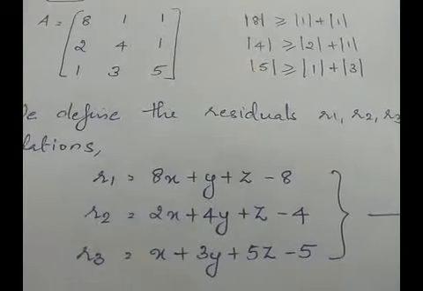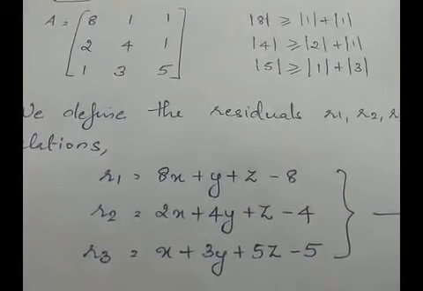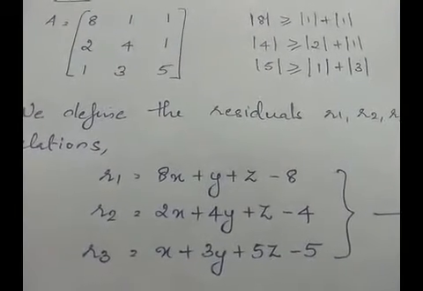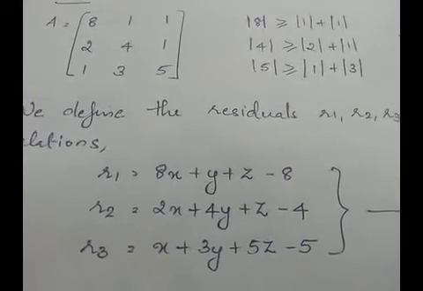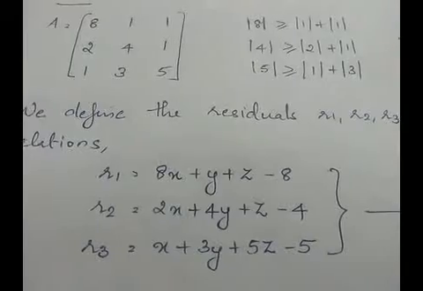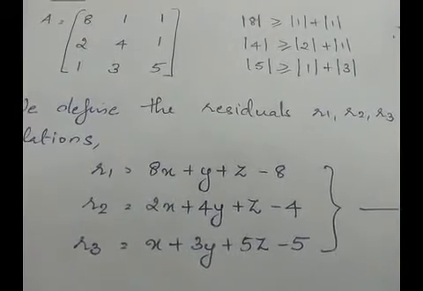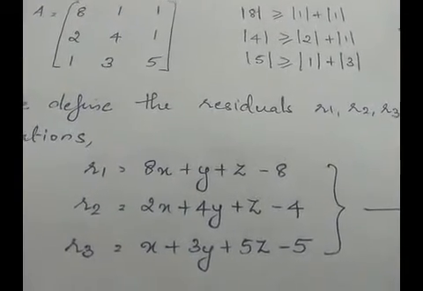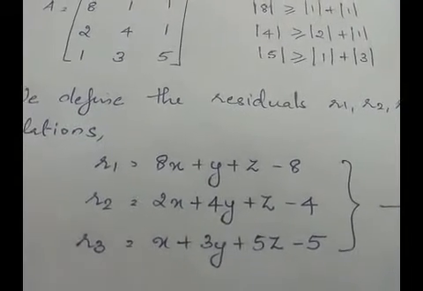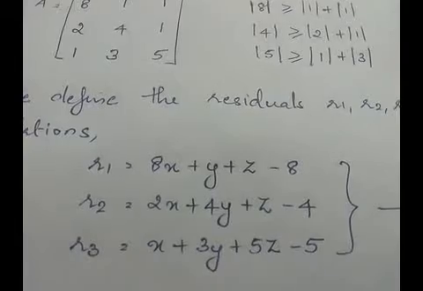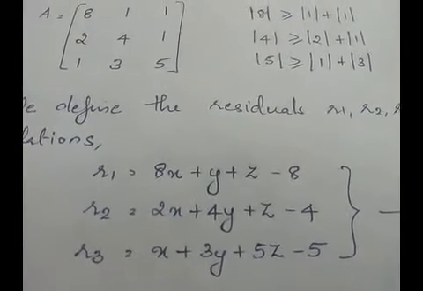But in all cases, we will not be able to get such a value for which the residuals are 0. So we liquidate the residuals R1, R2, R3 by taking better approximate values of x, y, z. That is, we try to get a value which is very close to 0 for the residuals. That is what we are going to do here.